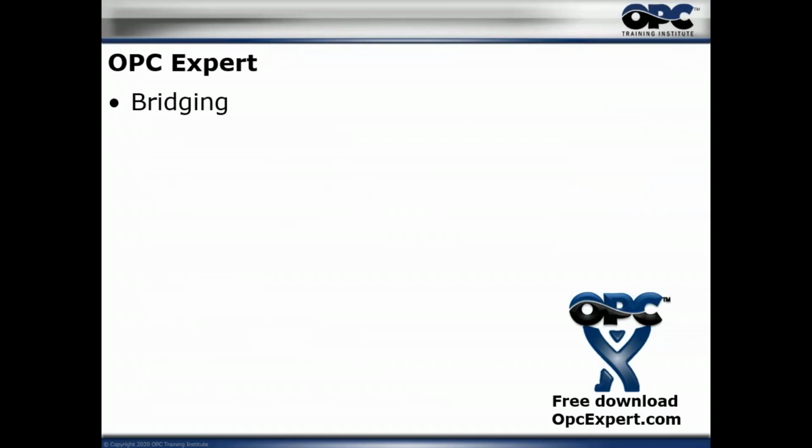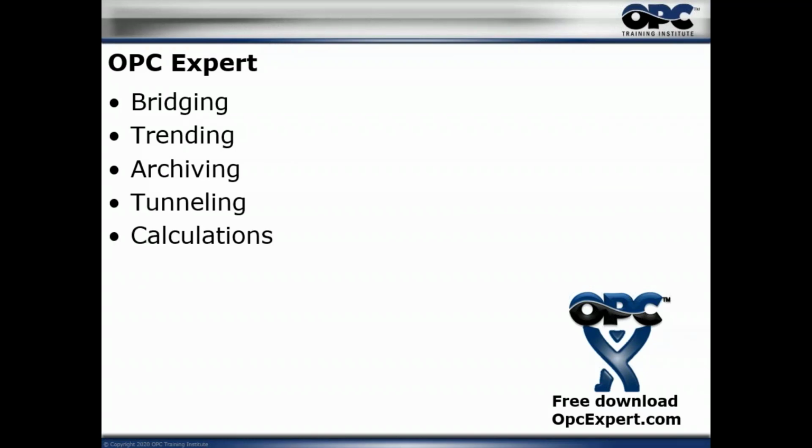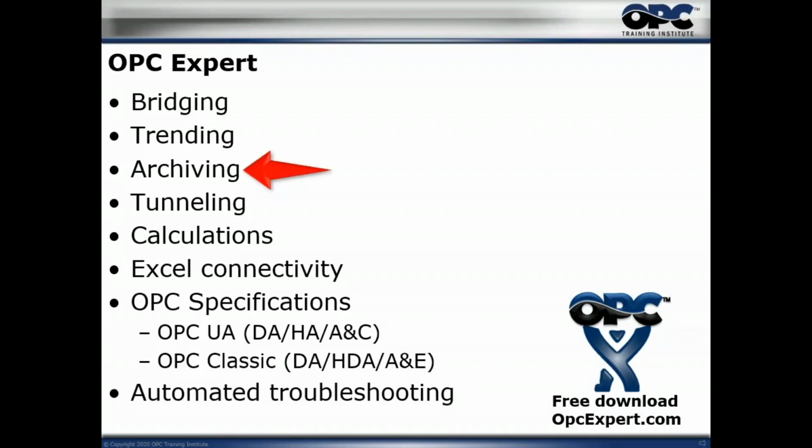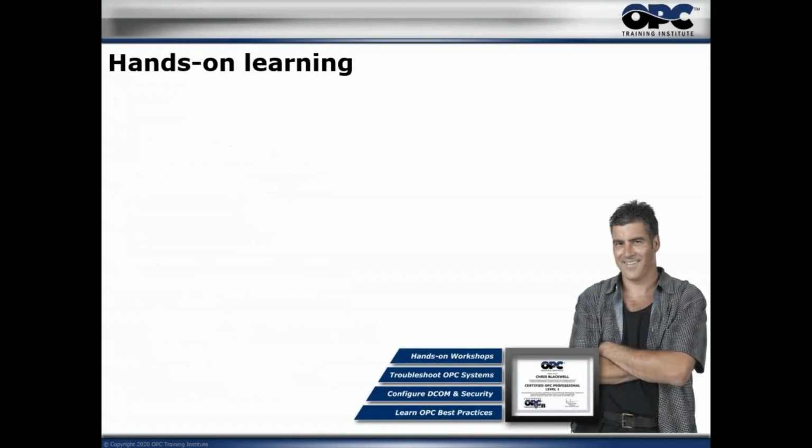If you download OPC Expert, you're actually going to get bridging in there, which is server-to-server communication, trending. You'll get the archiving, for example, to SQL Server or to CSVs. Tunneling is already in there. Calculations, Excel is in there. You can connect OPC UA and DA servers very, very easily. It does the automated troubleshooting. And of course, in this case, we talked about archiving, and very specifically, we covered archiving to SQL Server. And yes, Jim, we can save data to both CSVs and SQL Server at the same time. So yes, that absolutely can be done.